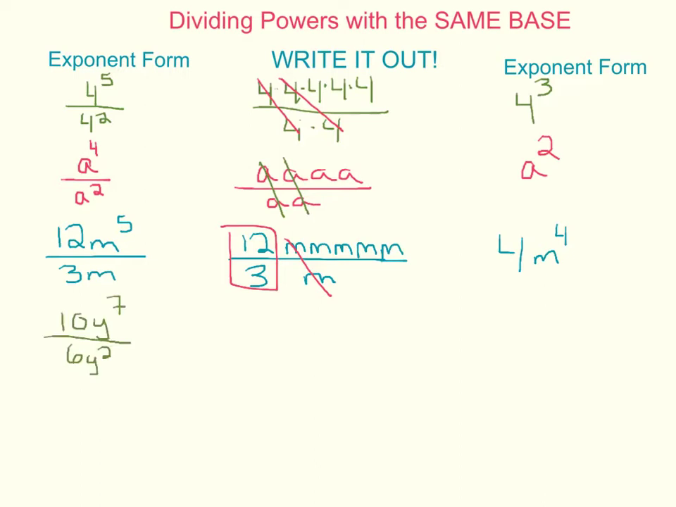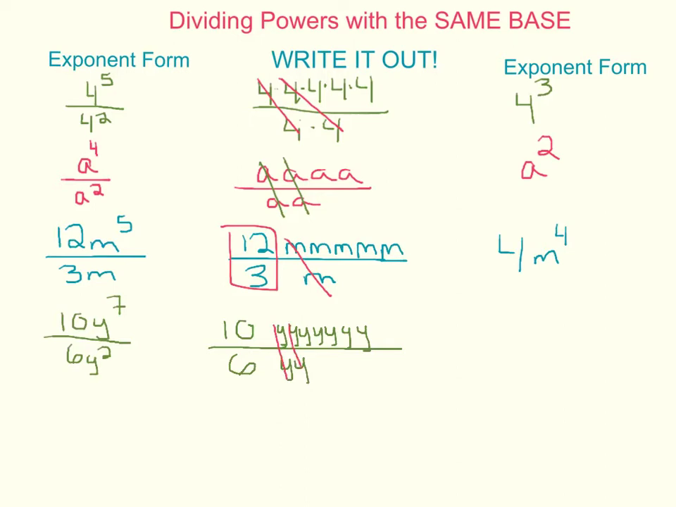So this example, 10y to the 7th over 6y squared, we have coefficients just like this last one. 10 over 6, except 10 over 6 does not divide to an integer. So instead I want you to think about reducing the fraction. And then we have 7 y's on the numerator and 2 y's in the denominator.